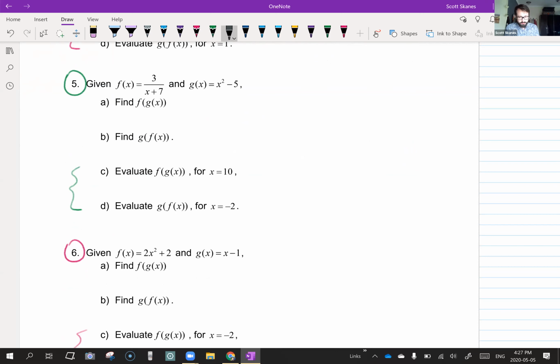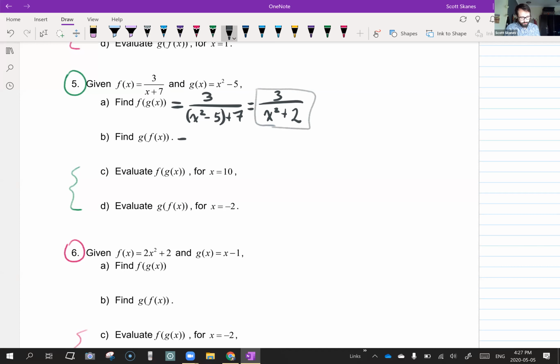F of g of x is going to be f with g inside. So I'm going to put g in there. That's x squared minus 5 is the g plus 7. Replace that with g. The final answer here is just 3 over x squared plus 2. That's not the one I was concerned about. That's not why I'm doing this question. The reason I'm doing it is to show you b.